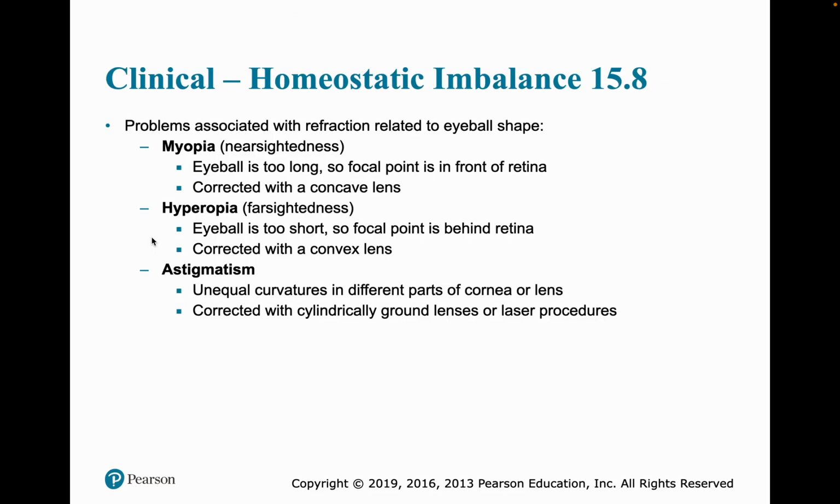So that leads to nearsighted, farsighted. Myopia is nearsightedness. The eyeball is just a little too long, so the focal point ends up being in front of the retina. That can be corrected with a concave lens. Hyperopia, or farsightedness, the eyeball is a little short, so the focal point would actually be behind the retina, and that can be corrected with a convex lens. Another issue with lenses potentially is called astigmatism, in which there's an unequal curvature in different parts of the lens, and that can be corrected with cylindrically ground lenses or laser procedures.